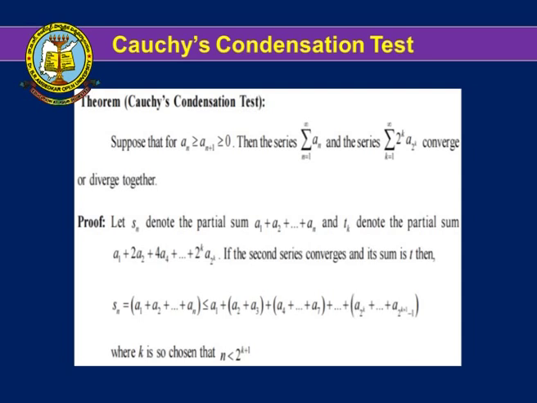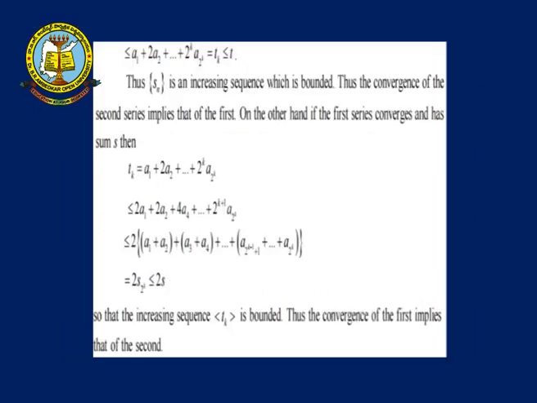From the proof point of view, sigma n equal to 1 to infinity a n equals a 1 plus a 2 and so on plus a n. The partial sum of the n terms I will call S n. From the second series, the partial sum is T k, equal to a 1 plus 2 a 2 plus 4 a 4 plus and so on up to 2 power k a 2 power k. If the second series converges and the sum is T, then S n, the partial sum a 1 plus a 2 plus and so on plus a n, is less than or equal to a 1 plus a 2 plus a 3 plus a 4 plus and so on. Making the grouping of terms, with n less than 2 power k plus 1 for all k, it is less than or equal to a 1 plus 2 a 2 plus and so on plus 2 power k a 2 power k, which equals T k, which is less than or equal to T.